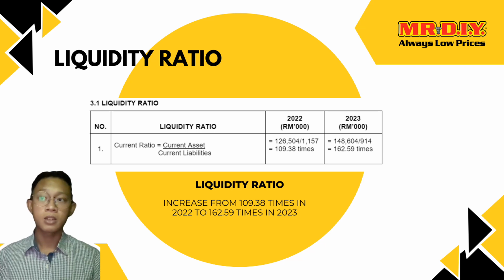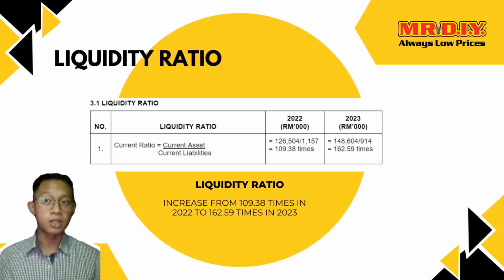Liquidity ratio: the current ratio in 2023, which is 162.59, is higher compared to the year 2022, which only had 109.38 times. An increasing current ratio generally indicates improving liquidity, meaning Mr. DIY is better positioned to cover its short-term liabilities with its short-term assets.